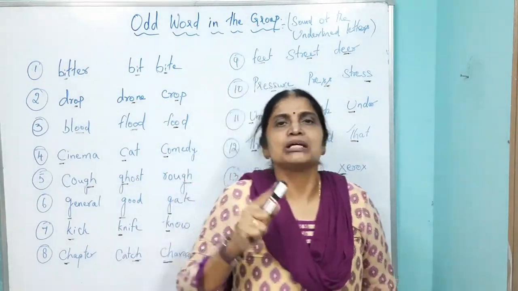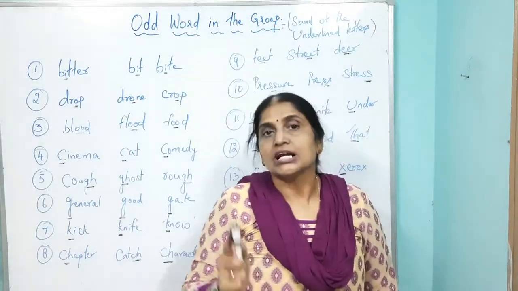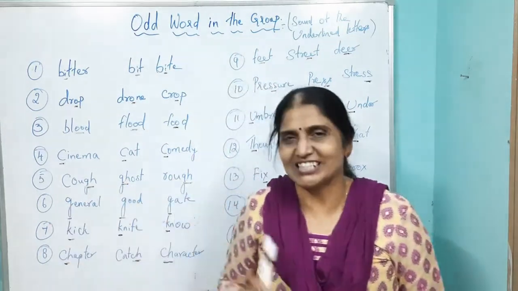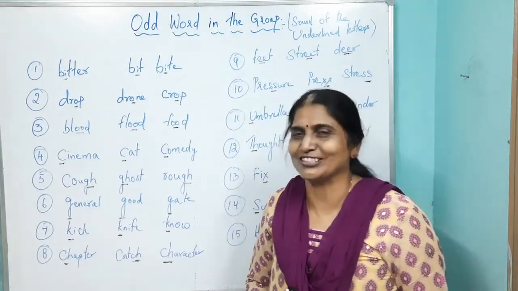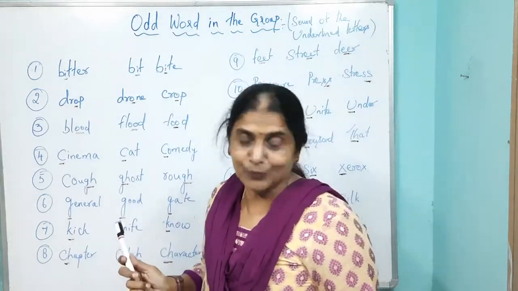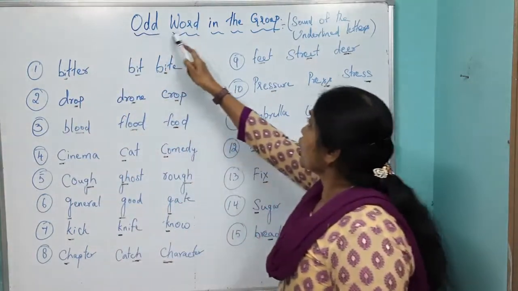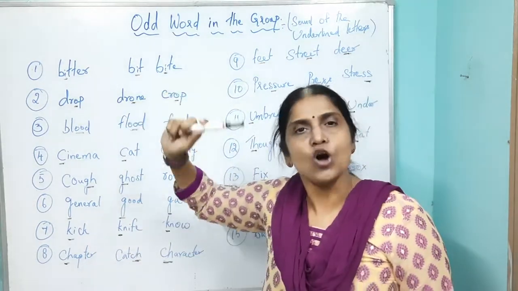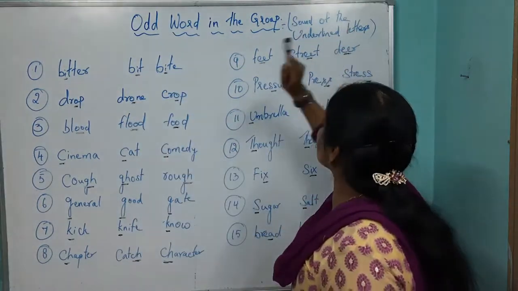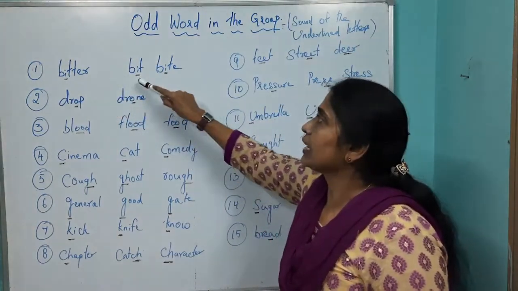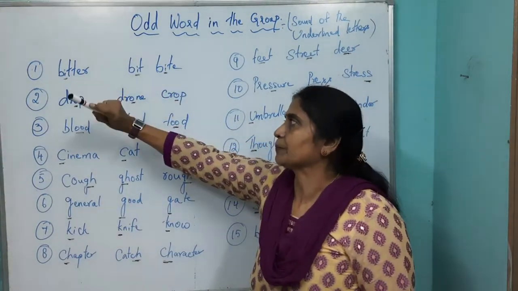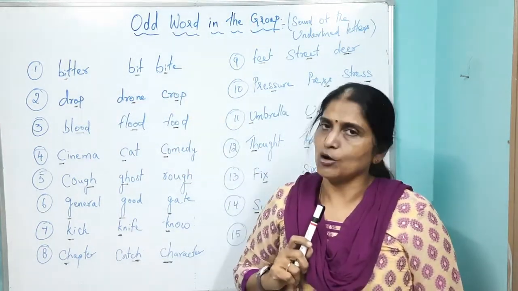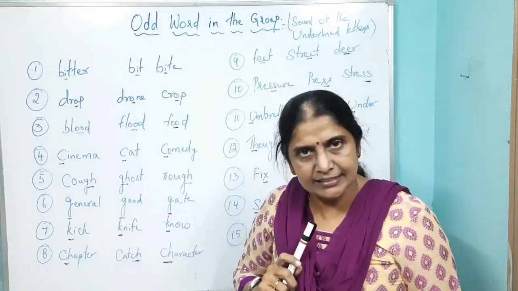So we are going to pick up the odd word among the three words. Okay. So let's see how it is done. It's very interesting, of course. Here we go. Now, in the group of three words, you have to pick up the odd word with regard to the sound underlined. So, I would have underlined a particular sound. You have to pick up the odd word among the three words. Shall we start the exercise?